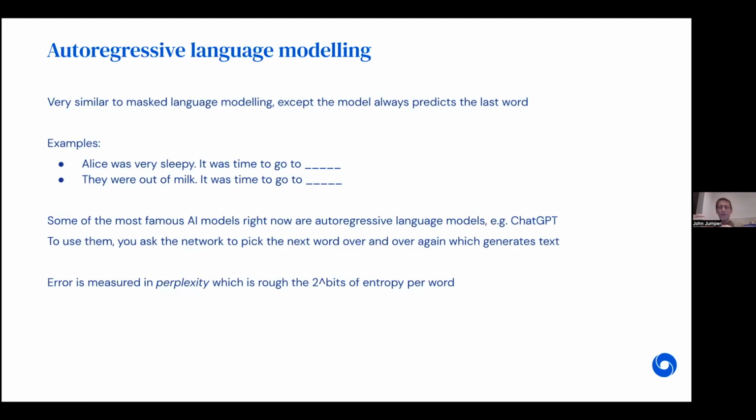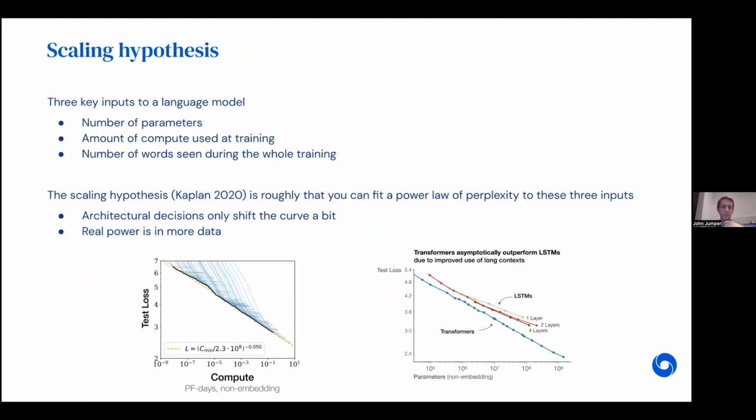And the way people kind of keep score in this field, in the technical sense, is something called perplexity, which is 2 to the number of bits, or you can think of it as the number of reasonable choices for the next word. Technically next token, but I won't go into the word versus token difference.